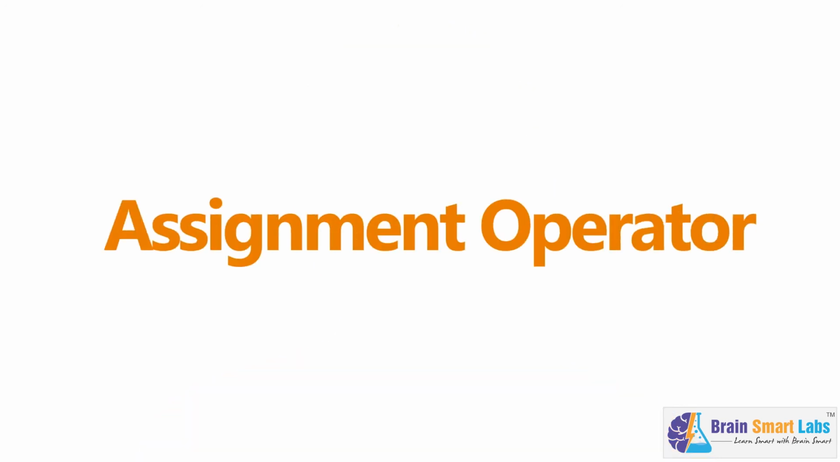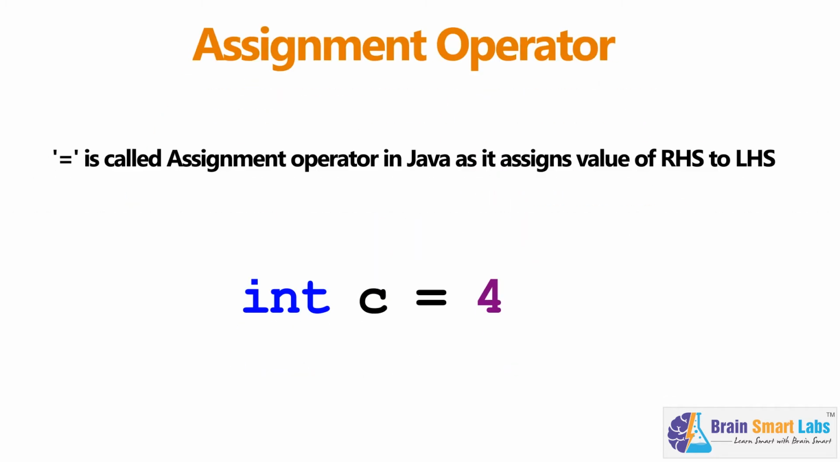Next topic is assignment operator. Assignment operator in Java. A single equal to symbol when used in Java acts as an assignment operator which transfers the value from right hand side to left hand side. This I need not explain much as we have worked on it a dozen times in this series.